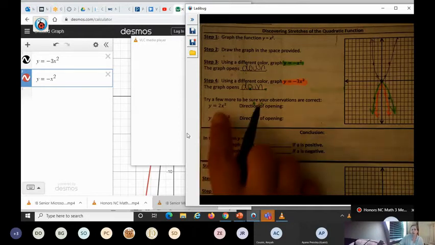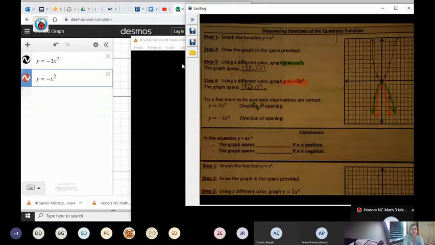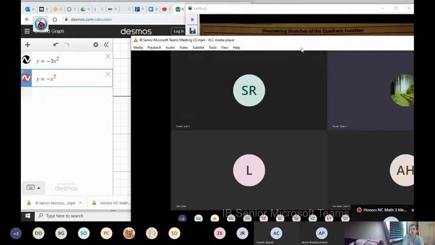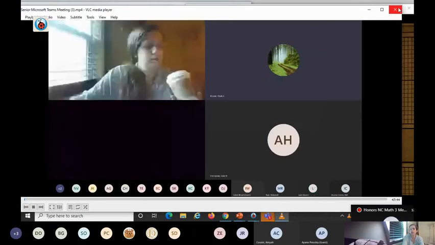If you graph 2x squared, I'm going to go ahead and, whoops, I clicked on something I didn't need to. Hold on one second. Let me get rid of this.